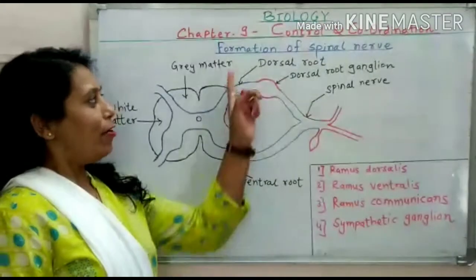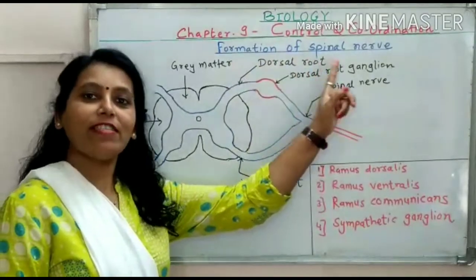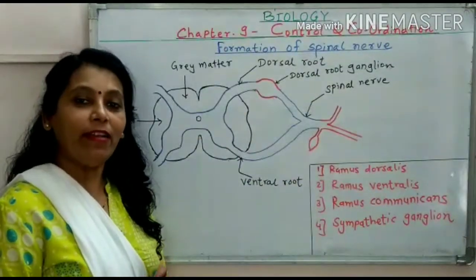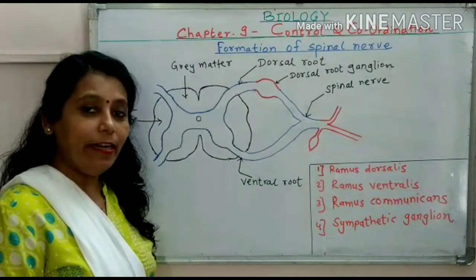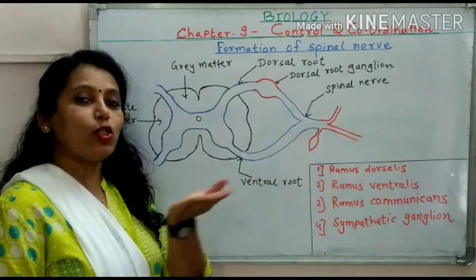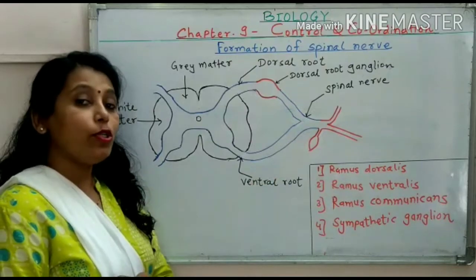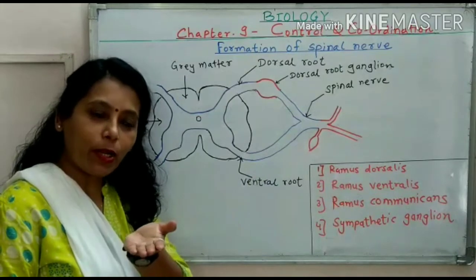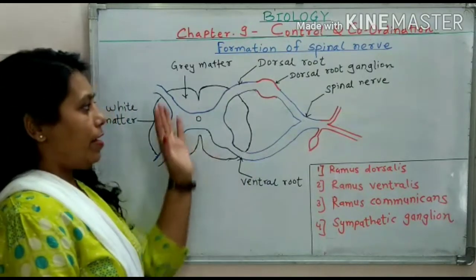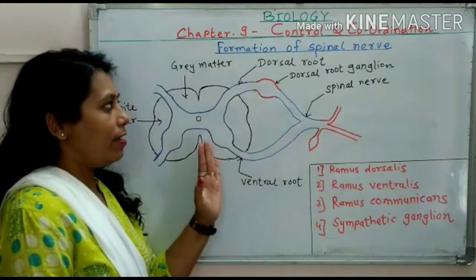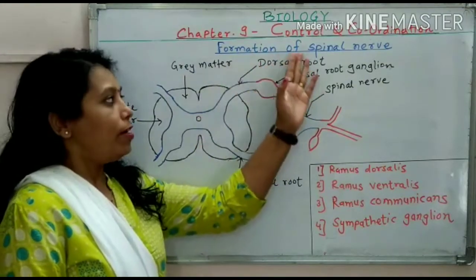Today's topic is formation of spinal nerve. Now, what do you mean by spinal nerve? We have studied TS of spinal cord. TS means transverse section of spinal cord. So, if we take the transverse section of spinal cord along with the nerve, it looks like this diagram. So, let us study formation of spinal nerve.